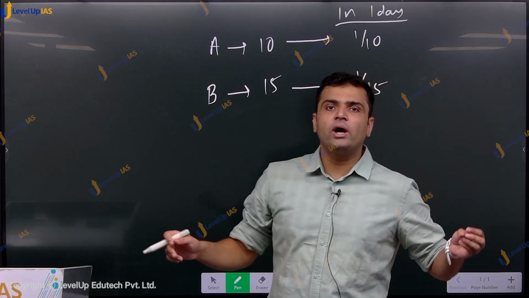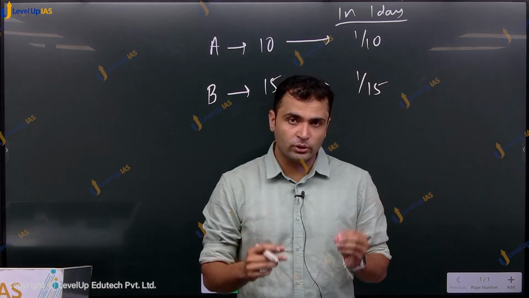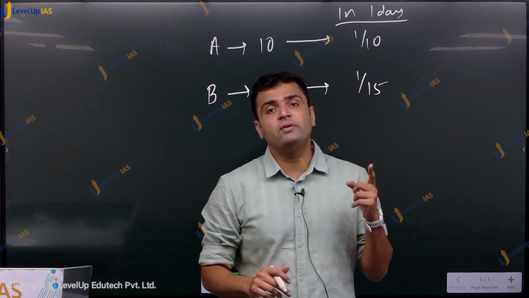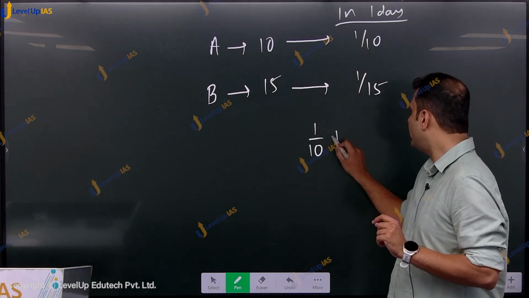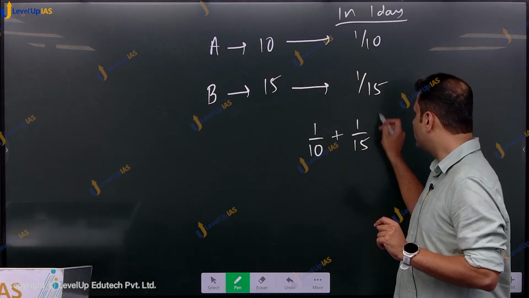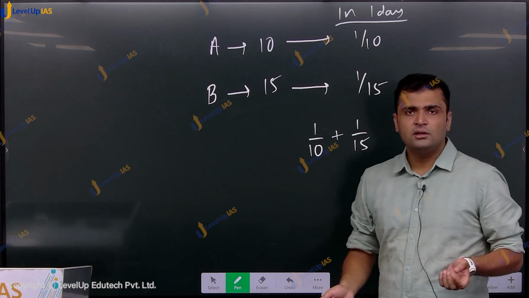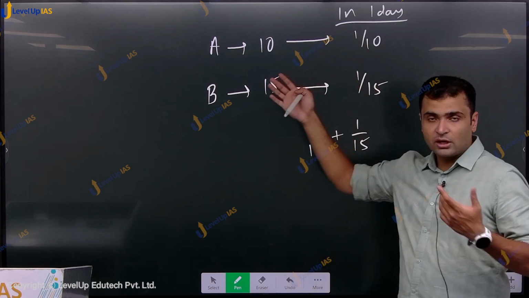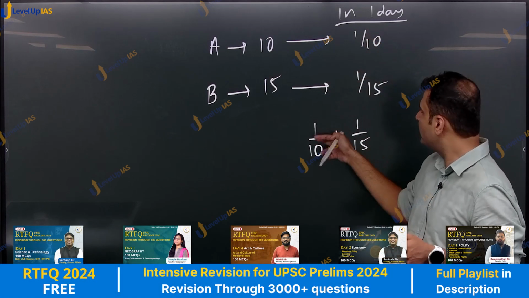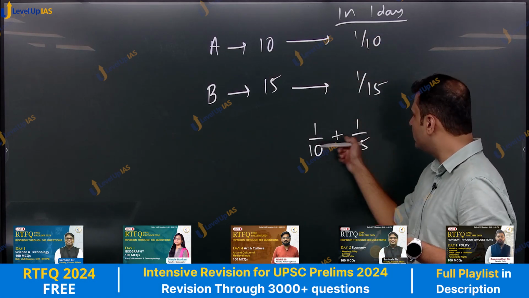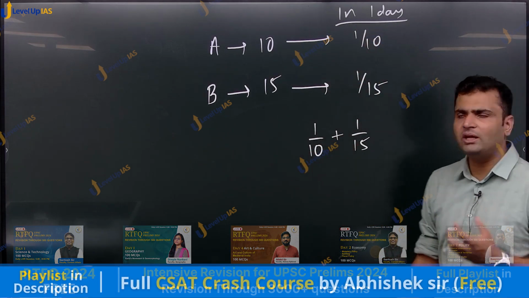Now, if they are working together, how much work will they do in one day? A will do 1/10 of the work, and B will do 1/15 of the work. If A and B are working together, how much work will they do in one day? In one day, A will do 1/10 of the work and B will do 1/15 of the work. This is how much work they will do together.